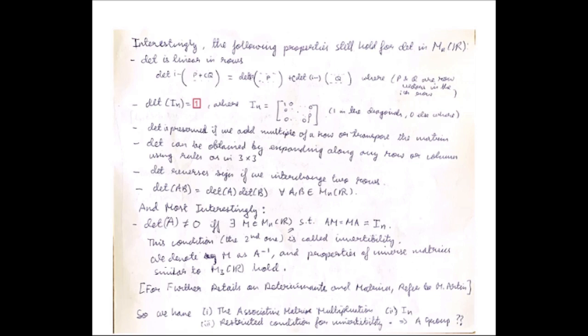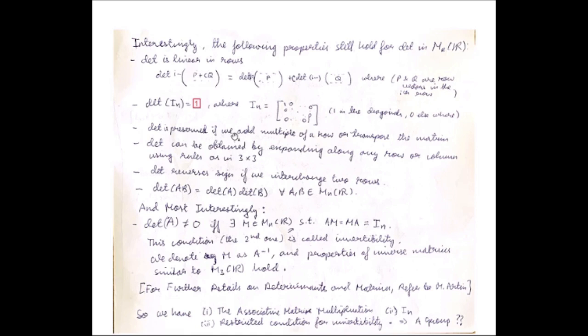Next, determinant of IN turns out to be 1. So IN over here is the nth order identity matrix, 1 in the diagonals and 0 elsewhere. So its determinant turns out to be 1, and it inductively follows.